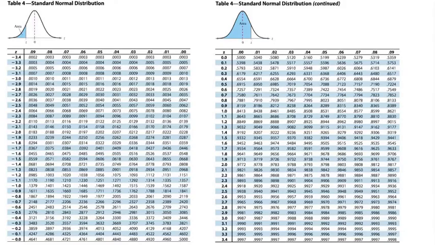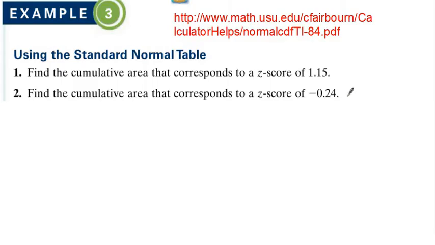Alright, so how do you actually solve this? Here's what the table looks like. I know it looks imposing, but like I said, if you're interested in knowing how to do it with the table, read page 238 in the book, because it explains it pretty well. I'm going to show you how to do it on the calculator, though. Okay, so it says find the cumulative area that corresponds to a z-score of 1.15.